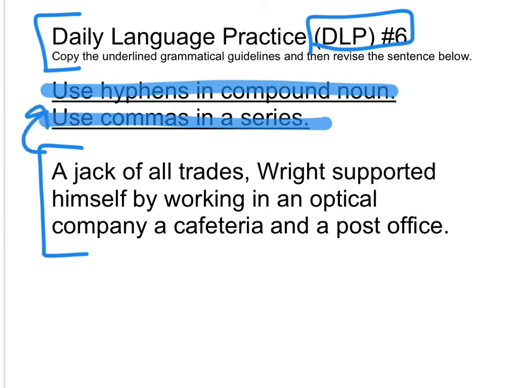So DLP 6, we've got a jack of all trades, Wright, that's somebody's last name, supported himself by working in an optical company, a cafeteria, and a post office. So it asks you to use hyphens, which are the short lines, right? A dash is a longer line that you use kind of like a comma for a positive.